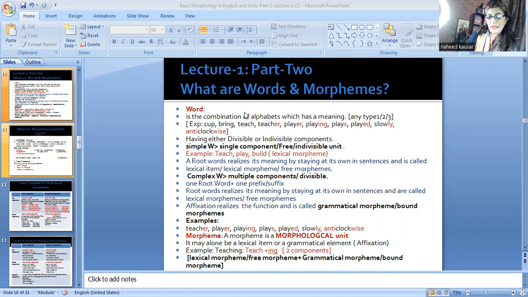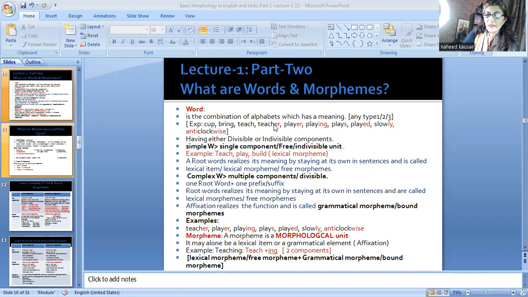The examples are mixed, as there are words in the situation where there is just one word which is indivisible, having no further division, like the word cup, the word bring, the word teach. In these 3 examples, you can see that we cannot divide the word cup into further components or fragments. Similarly, we cannot divide the word bring or teach.